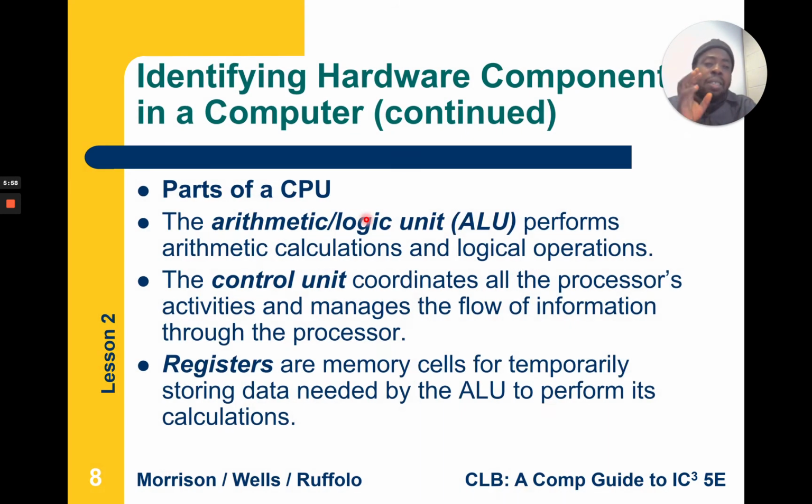The CPU has some components. One of the components is the arithmetic logic unit. This is where all the calculations happen, like adding numbers, performing binary shift, and other operations. Then you have a control unit, which is a part of the CPU. The control unit coordinates all the processor activities and manages the flow of information through the processor.